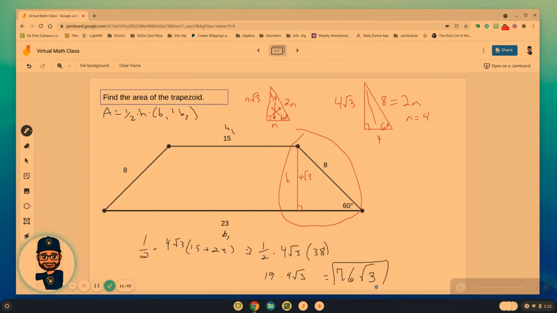So a lot happening all within one individual problem. First of all, knowing what the 30, 60, 90 triangles look like and how to get their sides, using that as a height and plugging it in for a trapezoid.